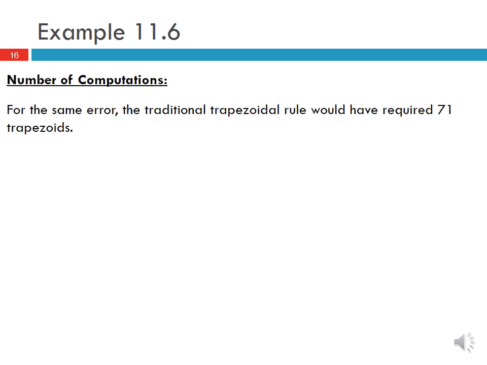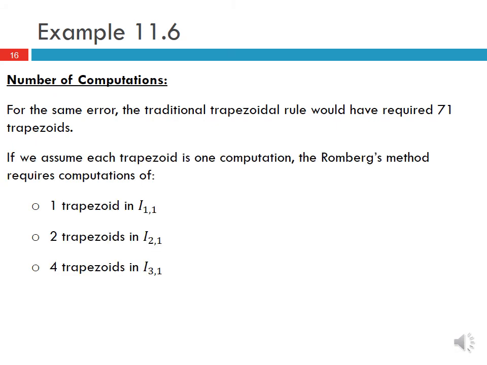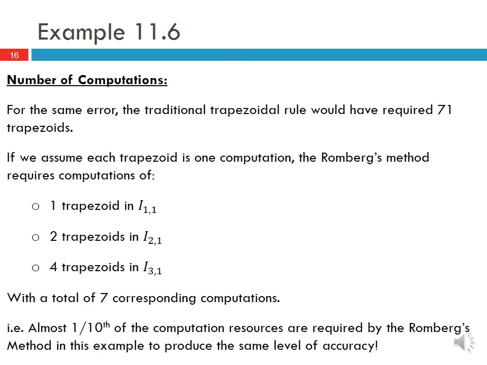So let's take a look at the number of computations required here. For the same error, the traditional trapezoidal rule would have required 71 trapezoids. If we assume each trapezoid is 1 computation, then Romberg's method requires computations of 1 trapezoid for I11, 2 trapezoids for I21, and 4 trapezoids for I31. So this gives us a total of 7 trapezoids worth of computations. So this is almost 1/10 of the computational resources required by the traditional trapezoidal rule to produce the same level of accuracy as Romberg's method for this example.